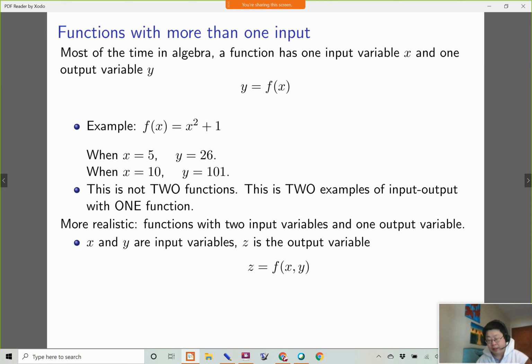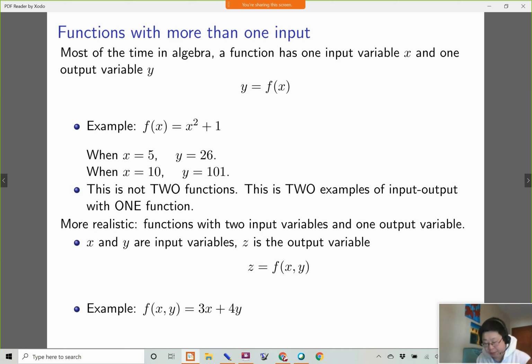So in this next setup, x and y are the input variables. Normally y is the output variable, but I needed x and then another letter. So x and y are the input variables, and so I guess the next letter z will be used as the output variable. And so to create the same kind of setup as y equals f of x, now in the setup we have down here, z equals f of x comma y.